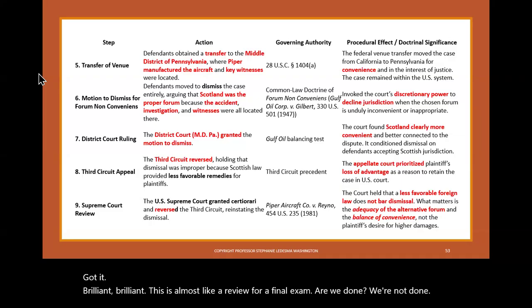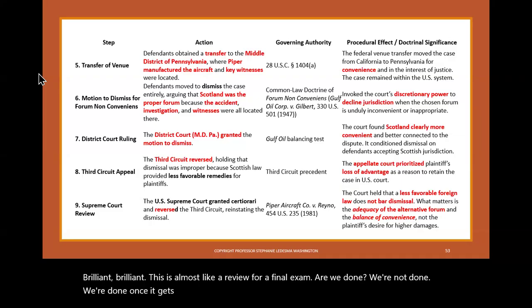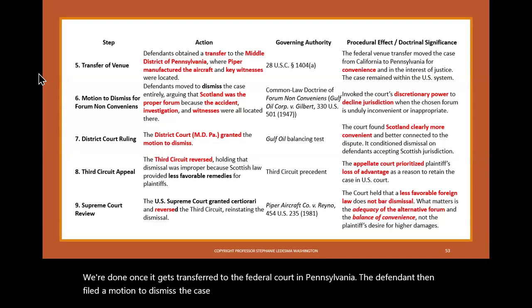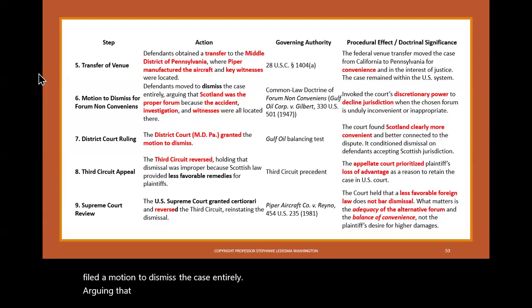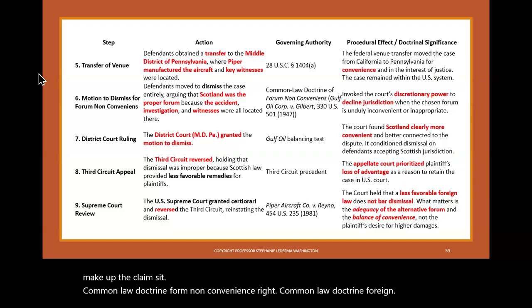Once it gets transferred to the federal court in Pennsylvania, the defendants then file a motion to dismiss the case entirely, arguing that Scotland is also a proper forum, right? Scotland is also a proper forum because that is where a substantial amount of events that make up the claim sit. Common law doctrine, forum non conveniens, right?